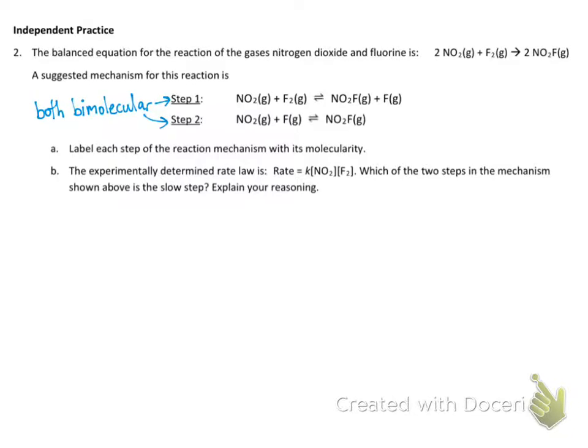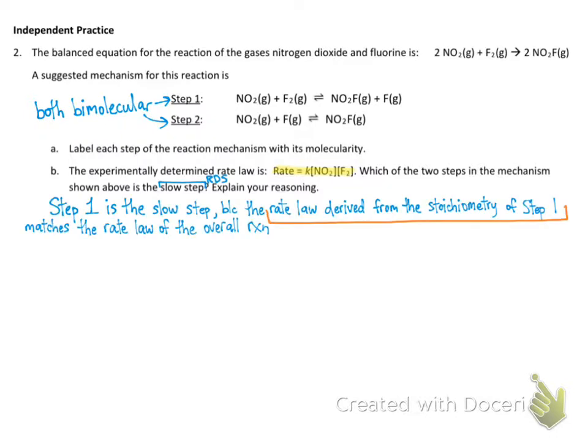Okay, for part A, you're just labeling the molecularity. Well, both of these steps have 2 reactant particles, so they are both bimolecular. For part B, well, it's more interesting. It gives you the experimentally determined rate law. And based on that, you're like, well, which of the 2 steps shown must be the slow step? Well, did you realize that the rate law that was experimentally determined exactly matches the rate law derived from step 1? Well, that means step 1 must be the rate determining step.